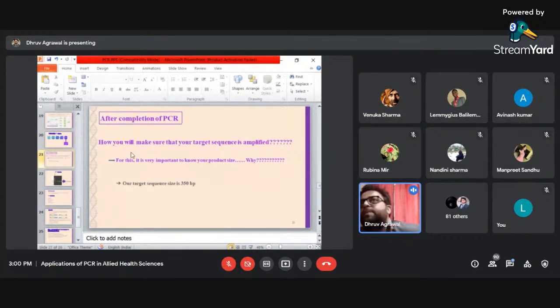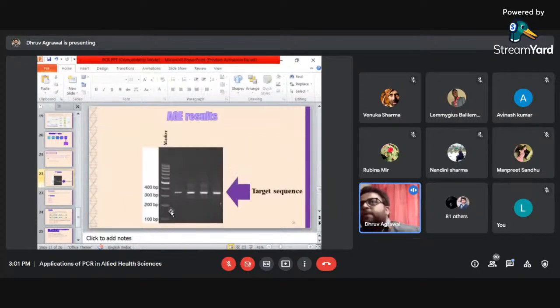So after completion of the PCR, how you will make sure that your target is amplified? You must know your product size. For example, say your target sequence is 350 base pair long. After PCR, you run the agarose gel along with the marker, and you can see over here the gene product is again 350 base pair long. So this confirms two things, that amplification happened, and number two, it is exactly the same gene which you are looking for.